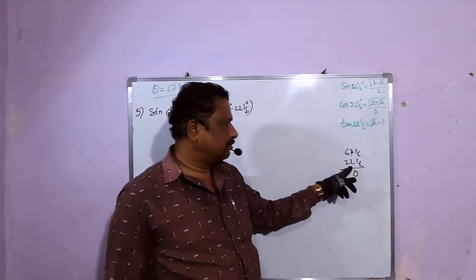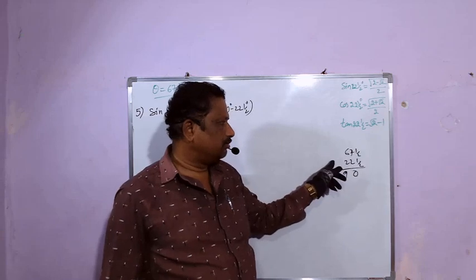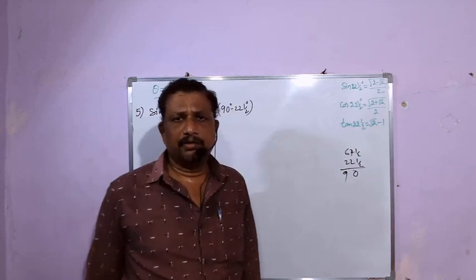Okay, 7 plus 2, 9. Here 8, 1 carried. 90 will come. Okay.